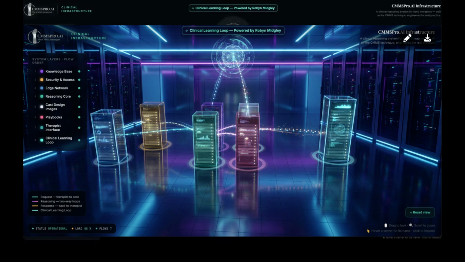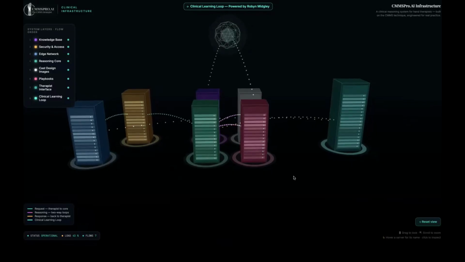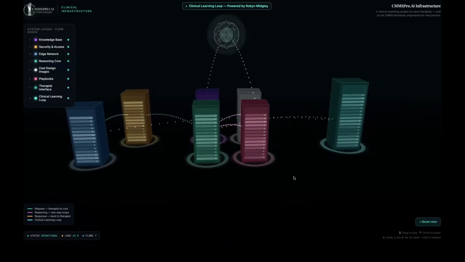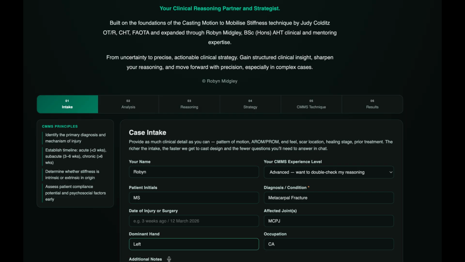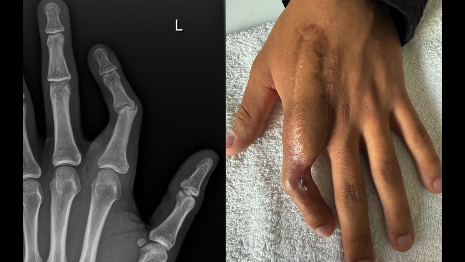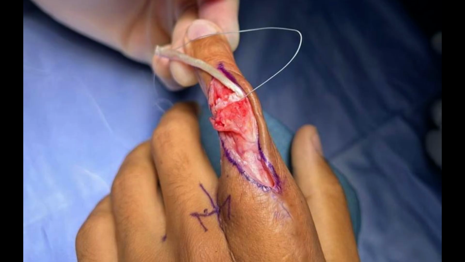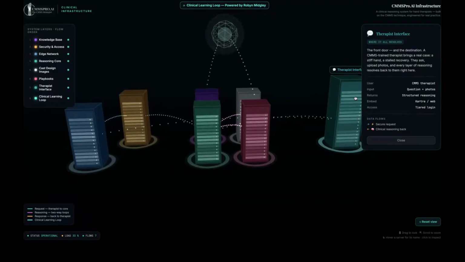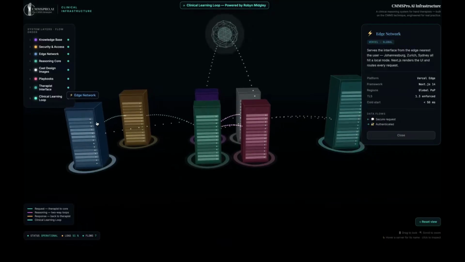What you're looking at is the infrastructure behind CMMSProAI that was developed by Robyn Midgley. So a case will begin here at the therapist interface. The hand therapist enters the data for a problem she needs mentoring with, either a stiff hand, stalled recovery, or unexpected complications.